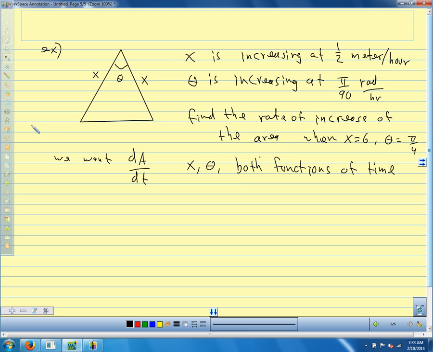So we need dA/dt. Using our chain rule, we know that dA/dt is going to be the partial of A with respect to x times dx/dt, plus the partial of A with respect to theta times d theta/dt. So that's what we're going to need to find. We need to come up with an expression for the area of this triangle in terms of x and theta.